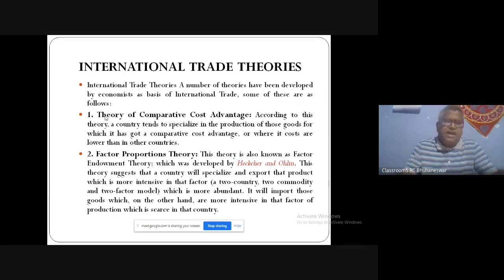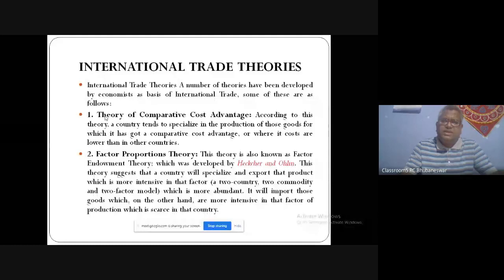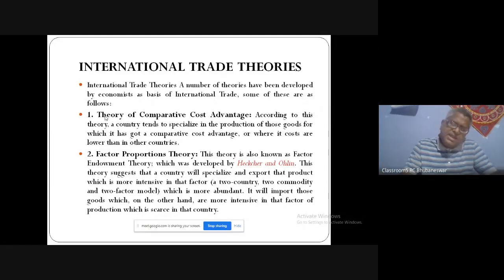Another one is factor proportion theory. If you talk about factor proportions theory, it is also known as the Heckscher-Ohlin theory. It means similarly some countries specialize in exports of a particular product, and there is an intensity of factors between the two commodities or two factors in the model, through which on one hand they are producing, and on the other they are exporting. That intensity of factors is an important positive point through which they are exporting and specializing in a particular product.